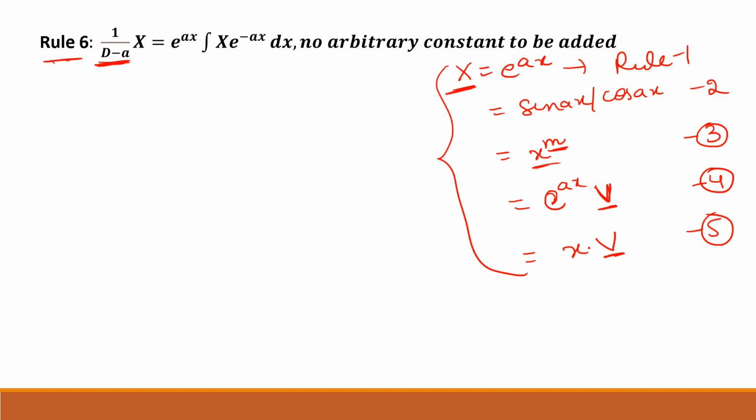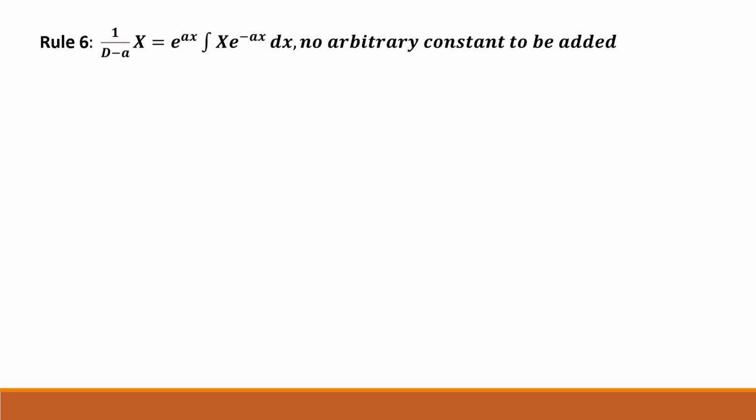Okay, let's understand this concept along with one example. So if you are having 1 over D minus a into some function of x, then the first thing is just to observe the value of a. Once you are done with the a, then you can apply this formula. So we'll take that a here, e power ax, and then we'll integrate capital X, the given function, into e power minus ax. And then after integrating, you'll get the final answer for the particular integral. And we will not add any arbitrary constant because we are calculating the particular integral, and in particular integral arbitrary constants are not involved.